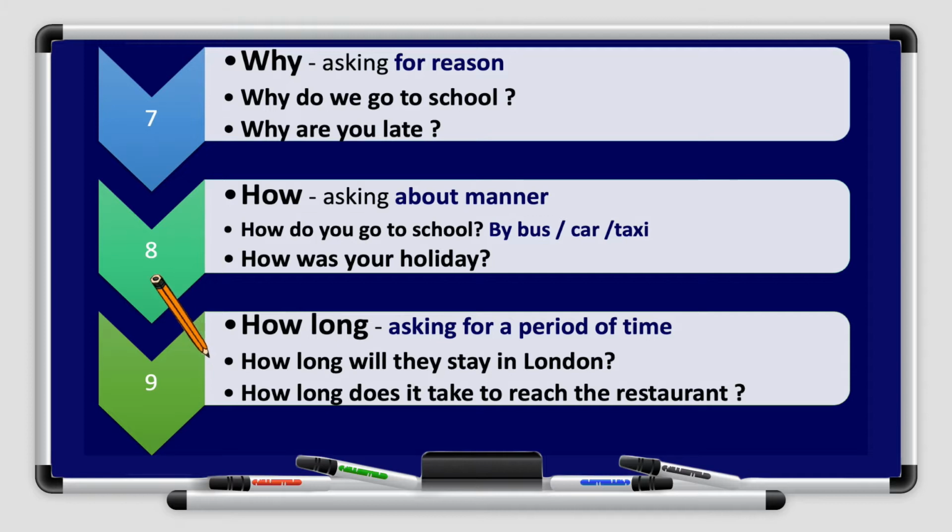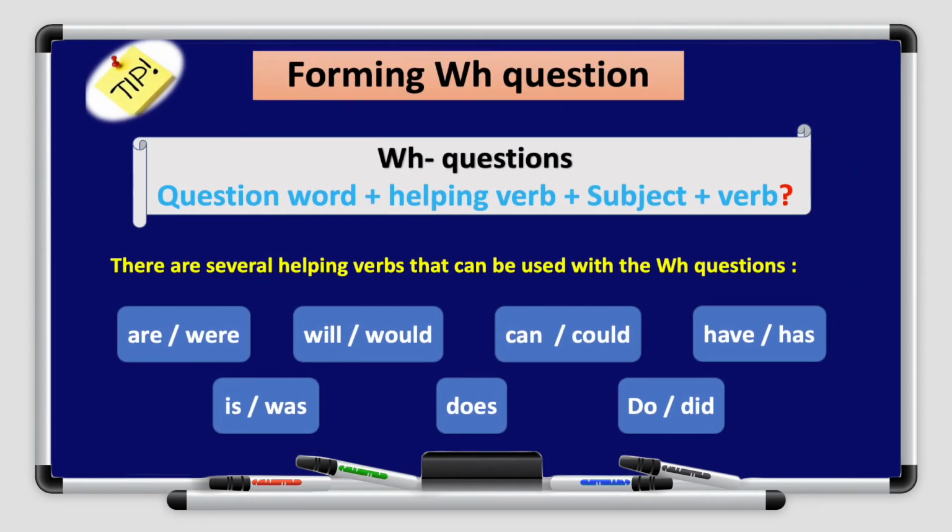And the last one, how long. We use how long to ask for period of time. How long will they stay in London? Or how long does it take to reach the restaurant? When it comes to forming a WH question, we start with question word, followed by helping verb, followed by subject, followed by the verb. And don't forget to put the question mark at the end of the question.